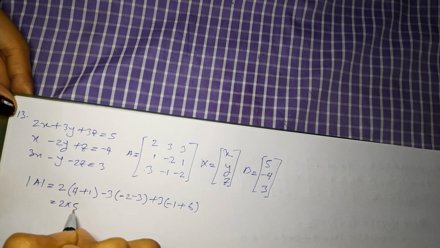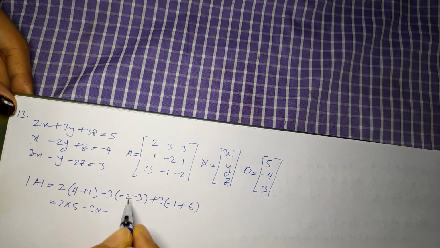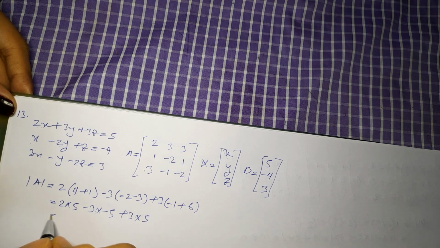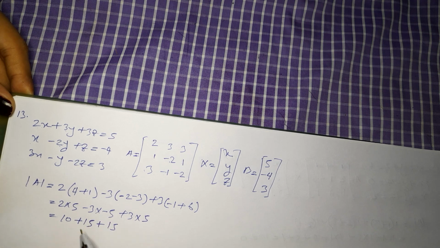2 into 5, minus 3 into minus 3, 4, 5 plus 3 into 5. All multiply 5, so this will get 10, minus and minus become plus 15, 3 5s are 15, plus 3 5s are 15. 15 plus 15 is 30, 30 plus 10 is 40, which does not equal 0.